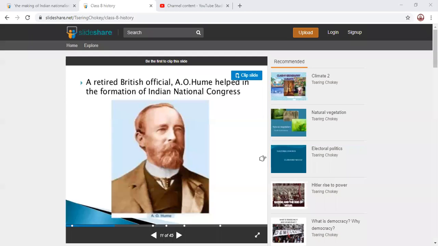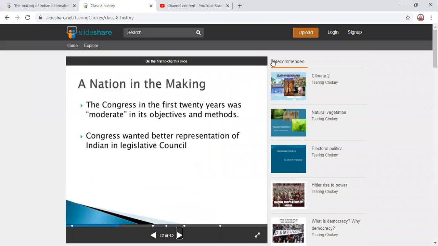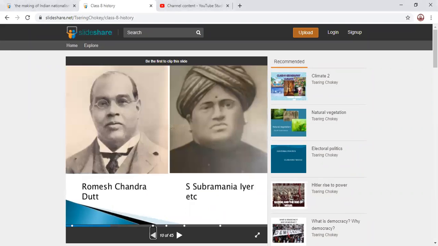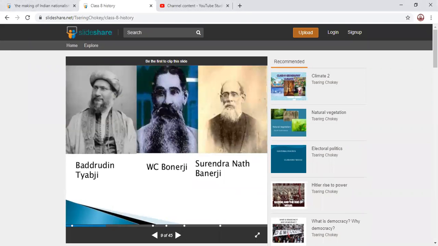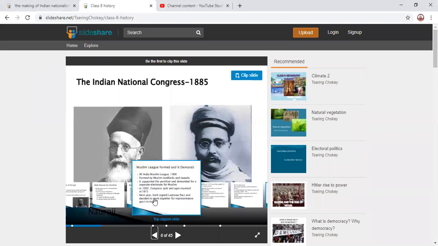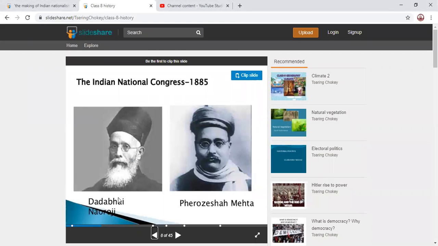A.O. Hume was one of the British officials who helped in the formation of the Indian National Congress in 1885 at Bombay. At the formation of the Congress, it was headed by its first president, Dadabhai Naoroji.